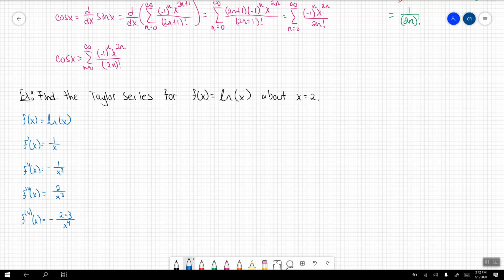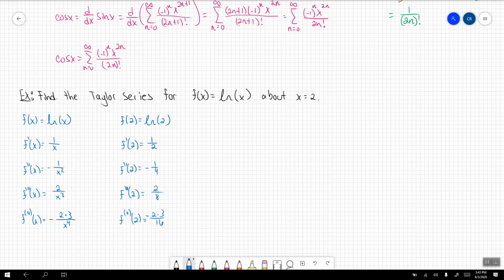All right, looking good. Now let's start evaluating at x equal to 2. So this is going to be f of 2, the natural log of 2. Nice. f prime at 2 is 1/2. f double prime at 2 is negative 1/4. f triple prime at 2 is 2 over 2 cubed, so that's just 2 over 8. We'll simplify in just a bit. The fourth derivative at 2 is negative 2 times 3 divided by 2 to the power of 4, which is 16. So it's looking pretty good so far.